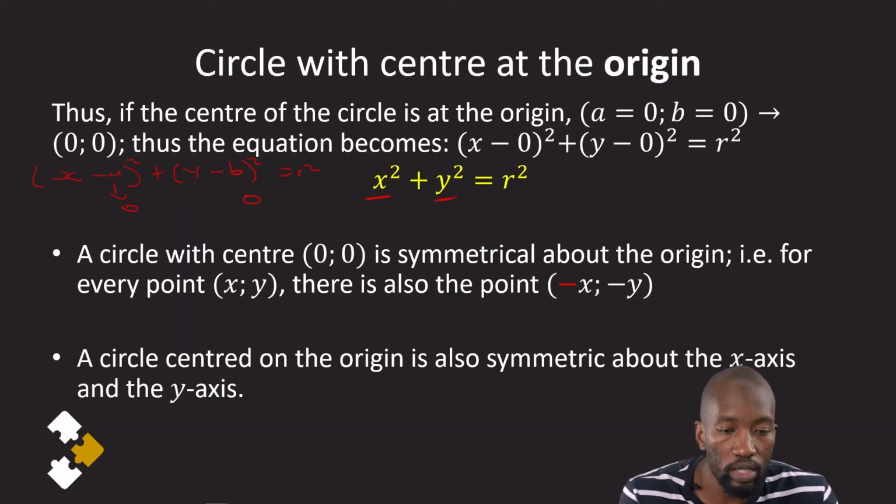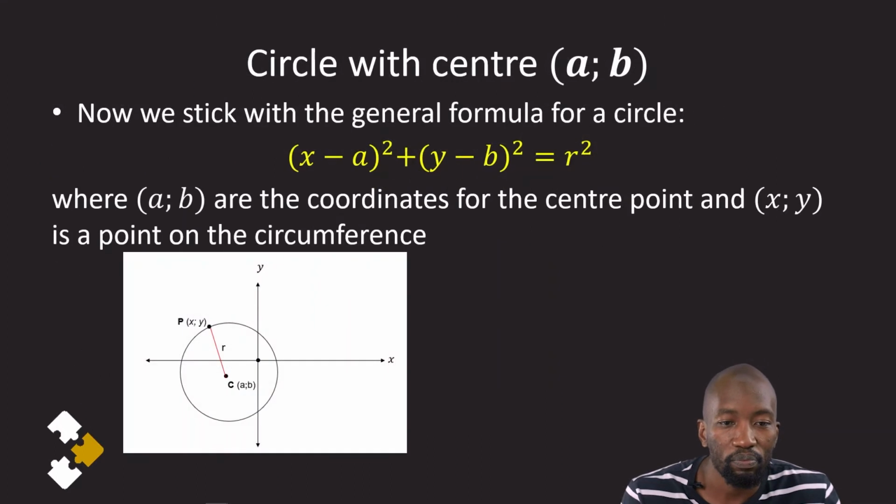Now let's look at this point. A circle with center 0 and 0 is symmetrical about the origin, i.e. for every point (x, y) there is also the point (minus x, minus y). A circle centered on the origin is also symmetric about the y-axis and the x-axis. Now let's carry on.